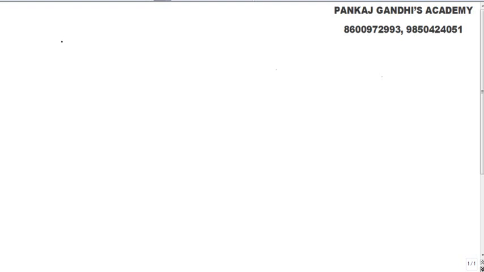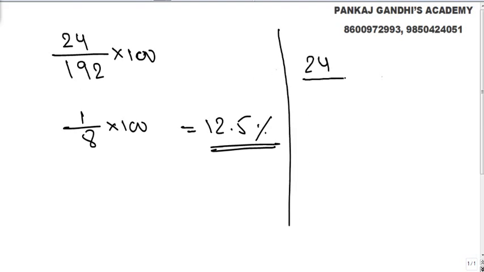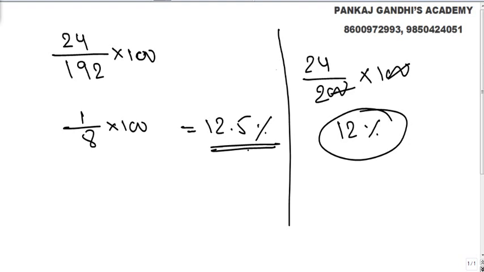Now let's say we're supposed to calculate 24 upon 192 into 100. We know 24 8s are 192, so we get the answer as 12.5%. But if someone does not know how to solve, let's say that person does it by approximation, and the answer is 12%. Actual answer is 12.5, so to get the actual answer, this answer should be increased.